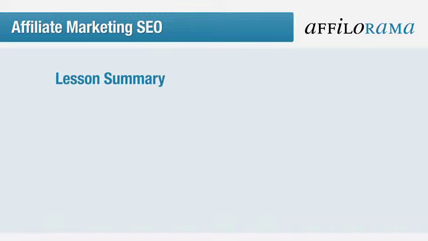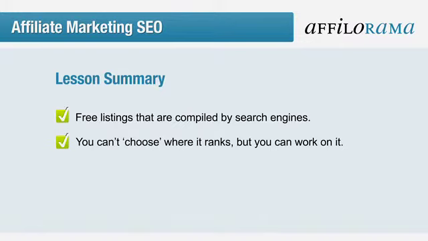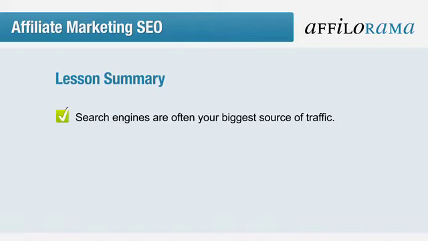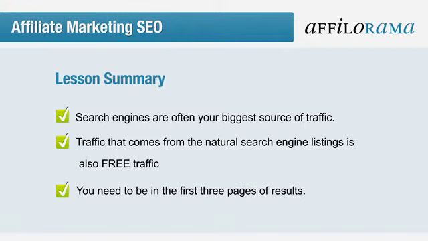So, in this lesson, we've learned what SEO is, why it's important, and what some of its good and bad points are. So, what are natural or organic search engine results? Remember, they're free listings that are compiled by the search engines, displaying what they consider to be the most relevant results for a particular search term. You can't choose where or how your site appears, but there are things you can do to increase your relevance. So why is SEO important? Search engines are often your biggest source of traffic. And remember, traffic that comes from natural search engine listings is also free traffic. And don't forget, you need to be within the first 3 pages of the SERPs, the search engine results pages, to receive any significant traffic from the search engines.